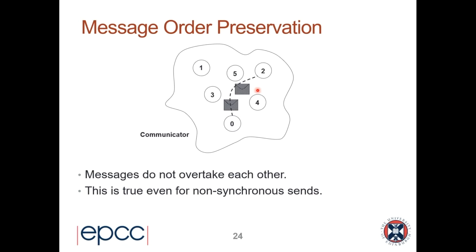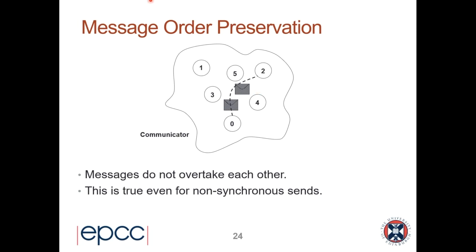And actually, if that wasn't true, it would be almost impossible to write a correct program, because I could send you a message saying here's some work, another message saying could you please stop, and you get them in the wrong order. So although people don't often think about it, message order preservation, which is a key component of MPI, is almost essential to write correct programs.